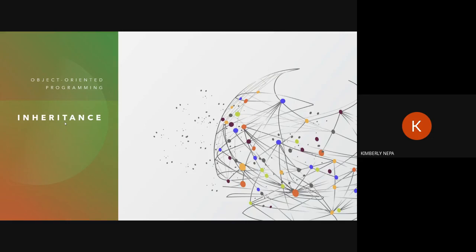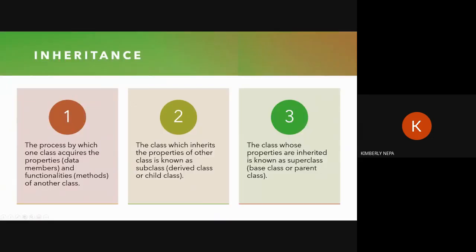So inheritance in Java is the process by which one class acquires the properties or data members and functionalities or methods of another class. Meaning to say, whatever data that is present in the superclass or in the parent class, the child class can inherit that, or the child class can also use that.